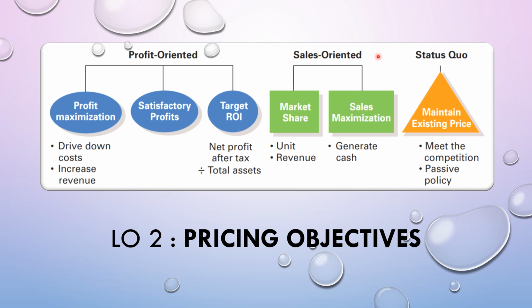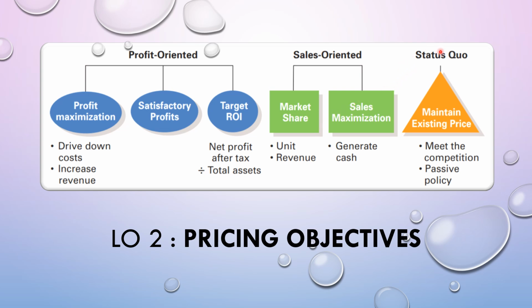The second pricing objective is sales oriented. When you talk about sales oriented, that means you are trying to set a price objective to maximize your sales and earn more market share, meaning you try to put the lowest price you can, because you believe that if you put lower prices, people will buy more, you can sell more, and you'll be able to get more profit.